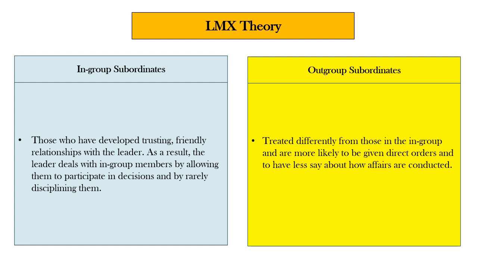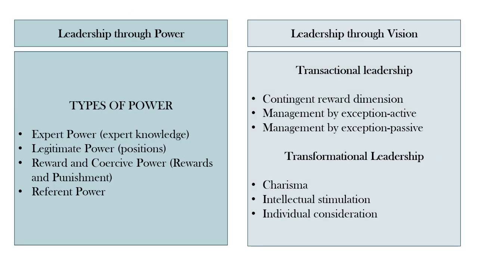We also have leadership through power. We can lead because we have power, and power can come as expert power if we have the expert knowledge. It can also be legitimate power, because of your position. With reward and coercive power, you are able to give rewards and punishment. And with referent power, you have positive feelings that others hold for you. Okay? Now we also have leadership through vision.